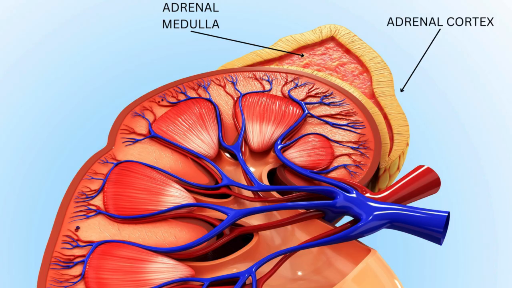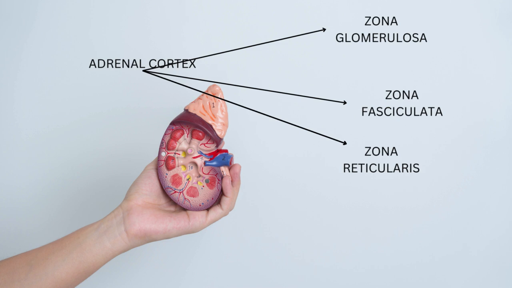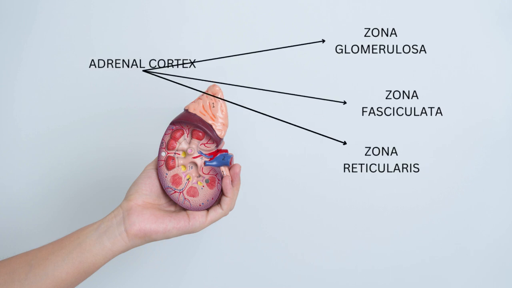Now let's get into the parts of the adrenal cortex. I told you there are mainly the adrenal cortex and the inner medulla. Now let's see what the parts of the adrenal cortex are. The adrenal cortex has zona glomerulosa, zona fasciculata and zona reticularis. Each of these layers produces a different type of hormone.